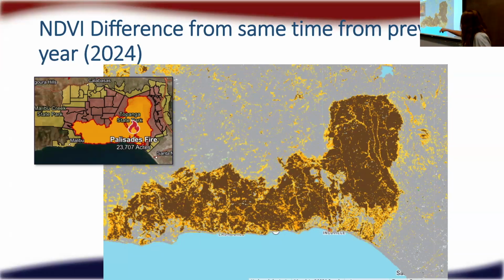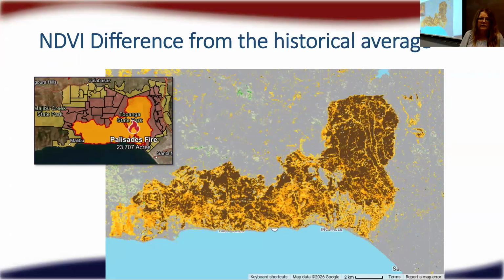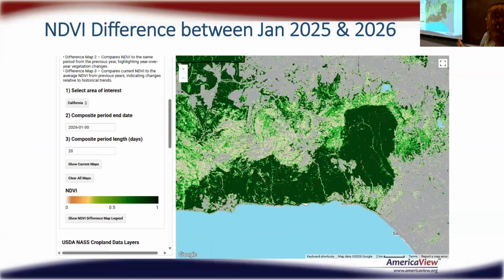And here I'm showing you a comparison of the digital image of the Palisades fire extent, and difference from the historical average. This tool can be used to assess vegetation damage from hail events, wildfire, wind, derecho. We have some case studies on it. This could be used as a monitoring tool to even look at post-event recovery. So here is an image showing the NDVI difference between January of 2025 and 2026.